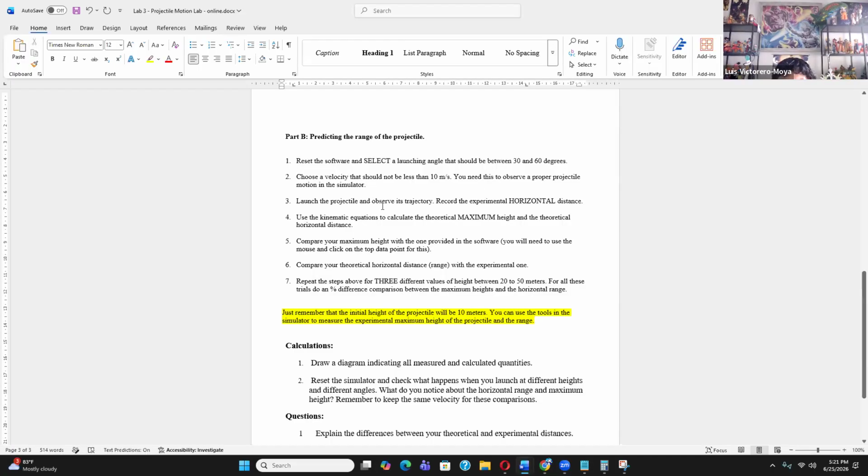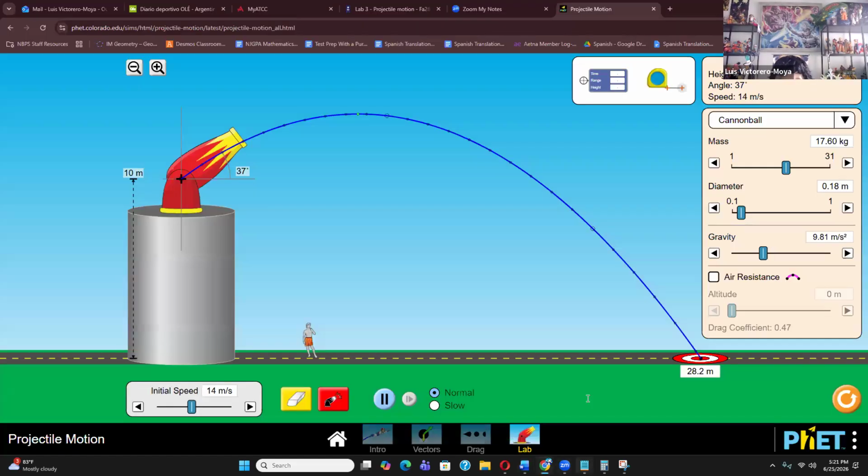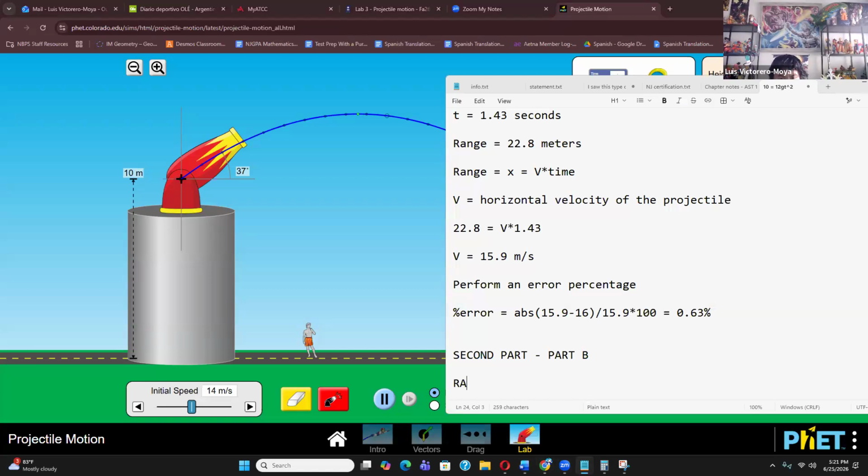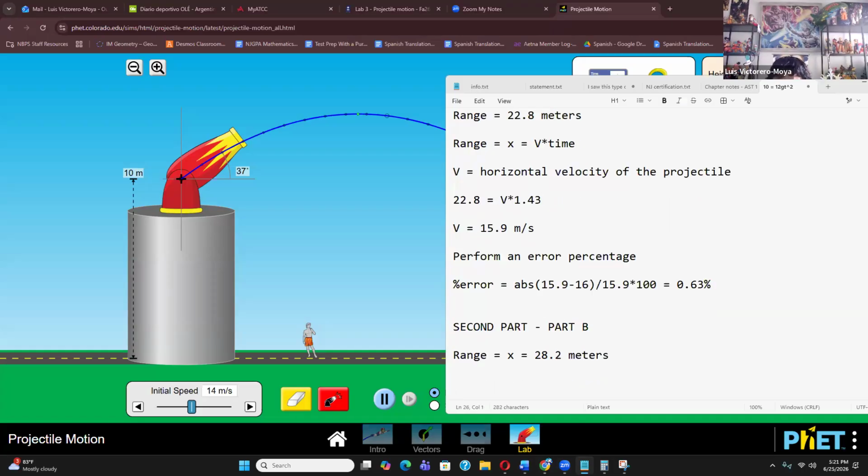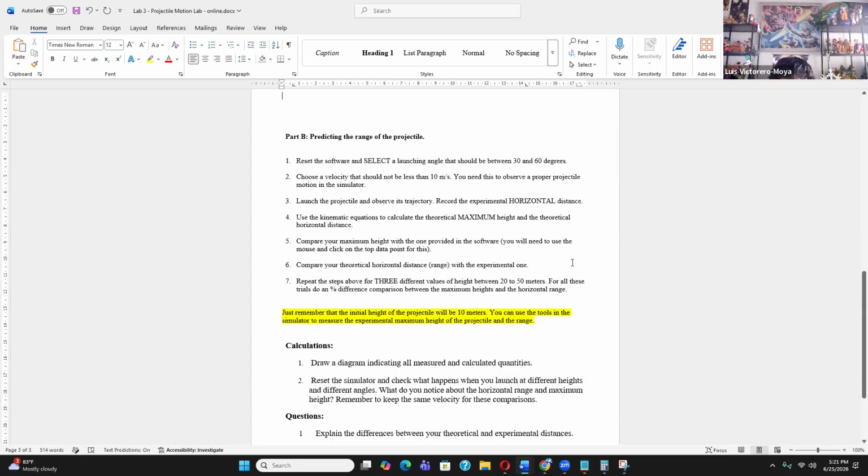Okay, so what you have to do in part B, you're gonna launch a projectile, observe the trajectory like I did, record the horizontal distance. So the horizontal distance is 28.2. So my range, which is the X value, is 28.2 meters. That's what you will do in a lab in person, by the way. So you're actually doing the lab very similar to what you will do in a proper lab setting. Use kinematic equations to calculate the maximum height.